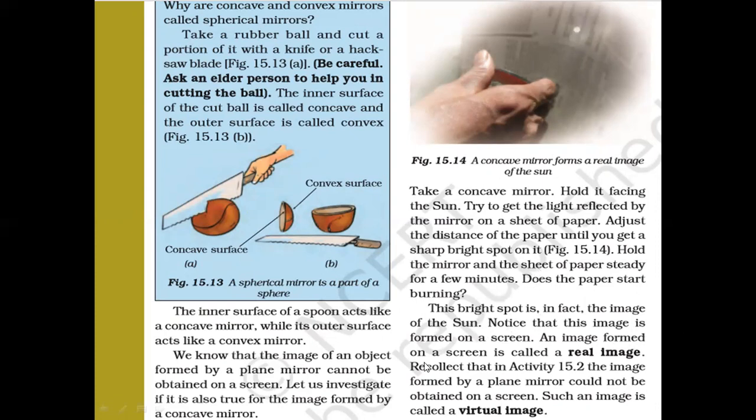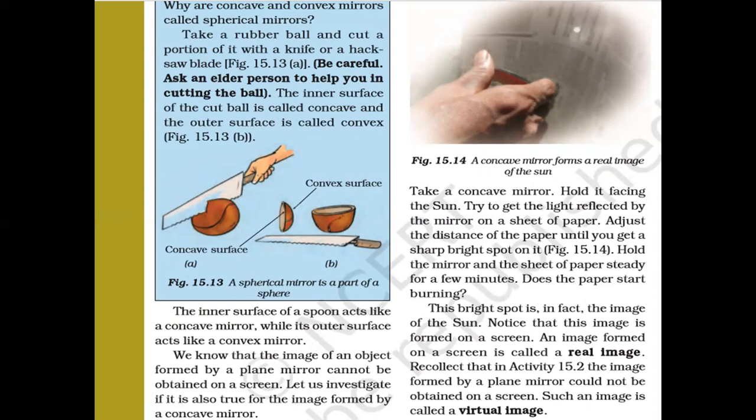Now, an image formed on a screen is called a real image. Now, if the image formed by a plane mirror could not be obtained on a screen, such an image is called a virtual image. If we can get the image on the screen, here we can see the image of the sun. That's why it is called as a real image. And in case we are not able to get the image on the screen, it is called as the virtual image.